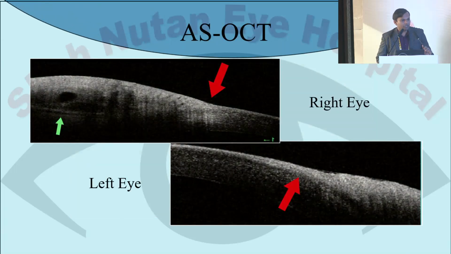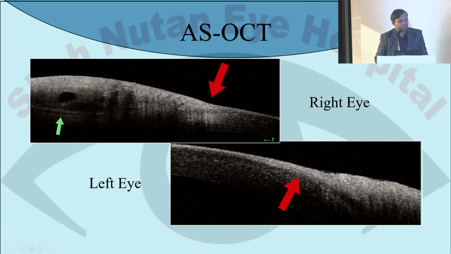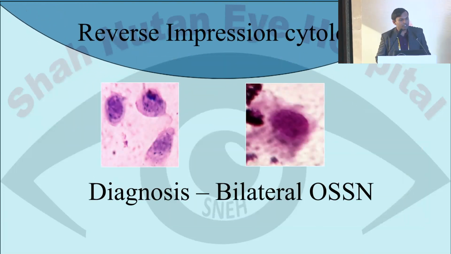Now the lesion was evaluated first using ASOCT, which showed abrupt transition with hyperreflective epithelium. A characteristic scleral cleft was present as shown by the green arrow, which suggested a carcinoma in situ with sparing of the sclera. These findings were seen bilaterally, suggestive of a neoplastic etiology. A reverse impression cytology was done at our center, which showed increased nuclear to cytoplasmic ratio with atypia and nucleoli, and this was suggestive of a bilateral OSSN carcinoma in situ.